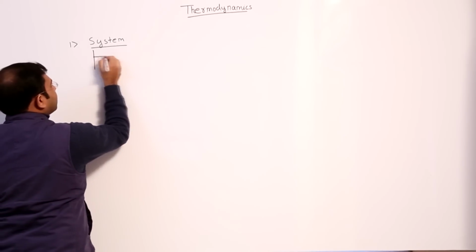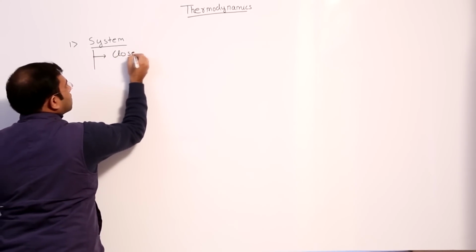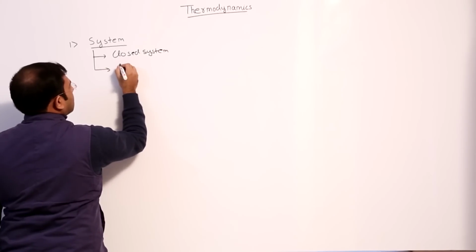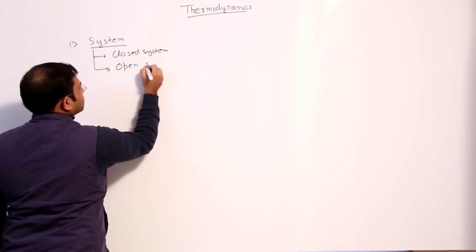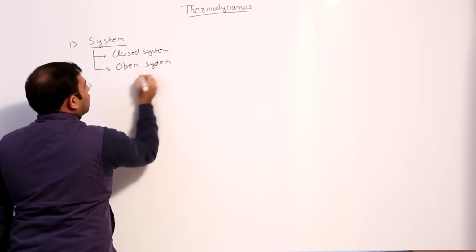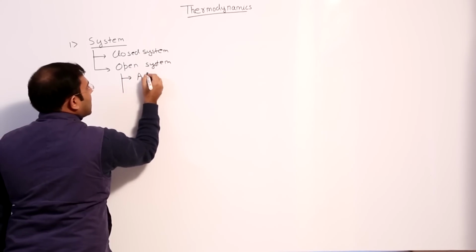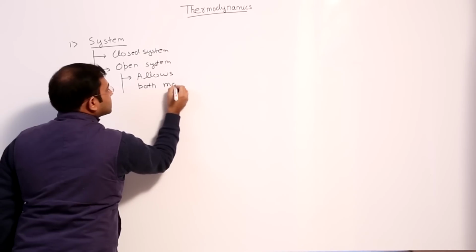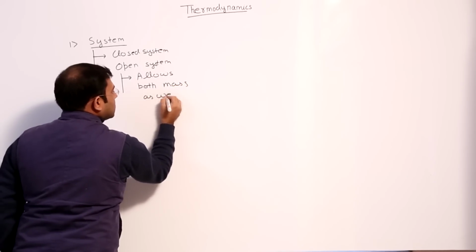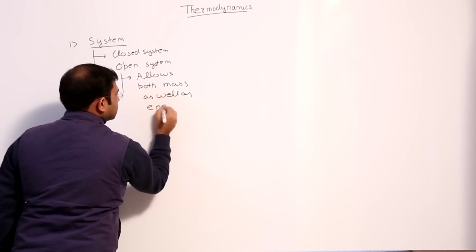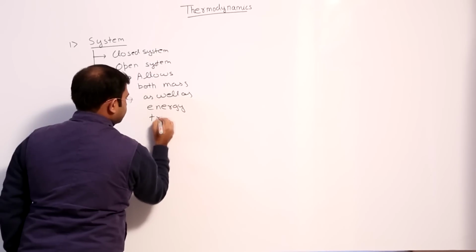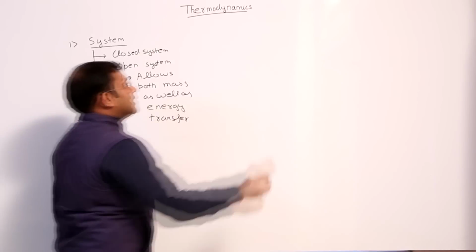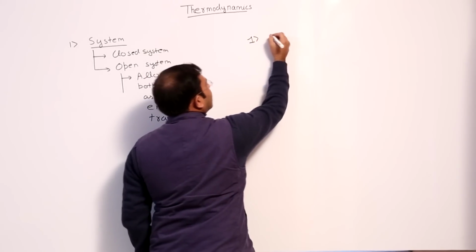Now see, the first one was closed system and the second one is open system. Now see, open system allows both mass as well as energy transfer. See, let us understand open system with some examples. The first example is that of a boiler.